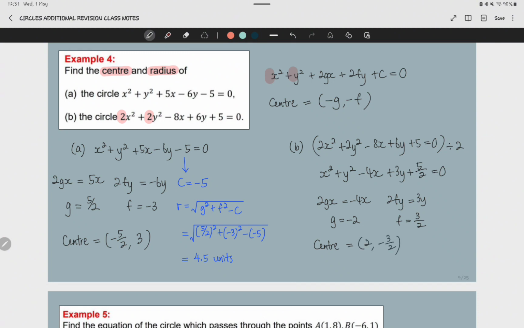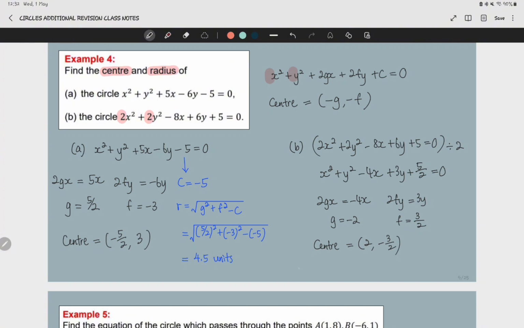Center is negative g, so it becomes 2, negative 3/2. Settle. See? Even if you try to solve it using the completing the square method, you will notice that the answer is correct. So in your final exam, if you are unsure, you can do both methods. You compare both methods and check whether your answer is the same or not. When your answer is the same, it means you are on the right track.